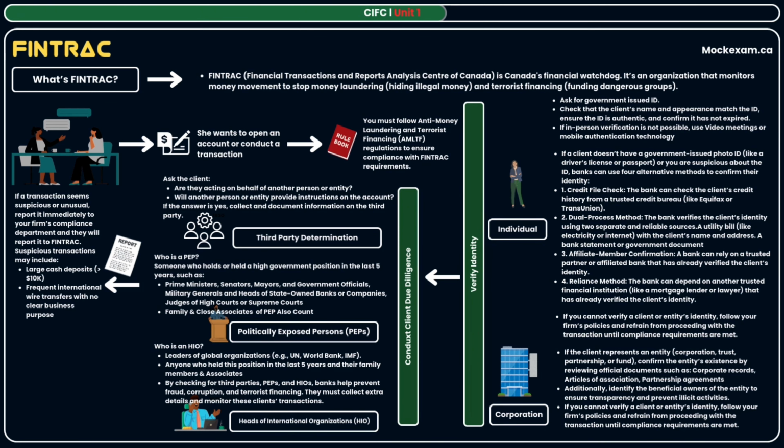They may include large cash deposits, more than 10K. If you go to your mobile bank right now, you cannot e-transfer more than 10K. The maximum is 10K. That's because of the FINTRAC rule, okay? That's the root here. The second red flag or suspicious activity or transaction is frequent international wire transfers with no clear business purpose.